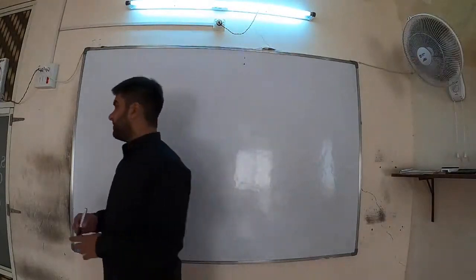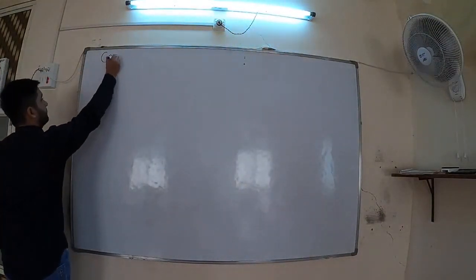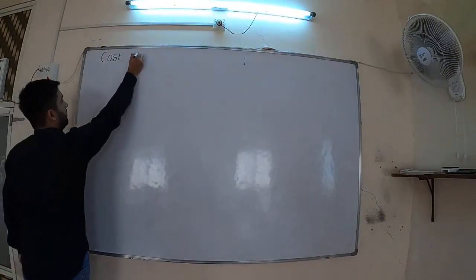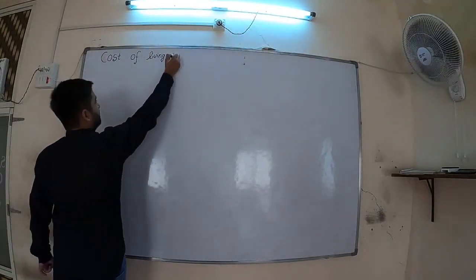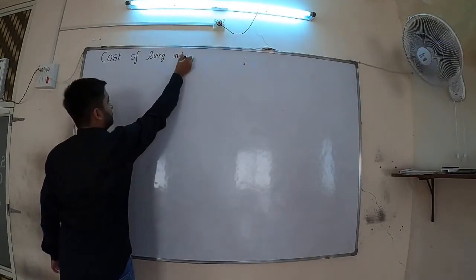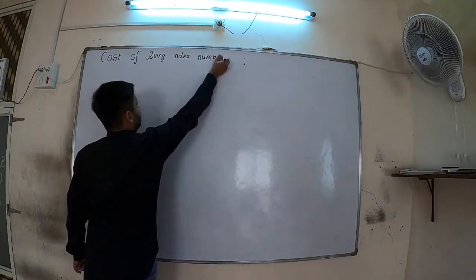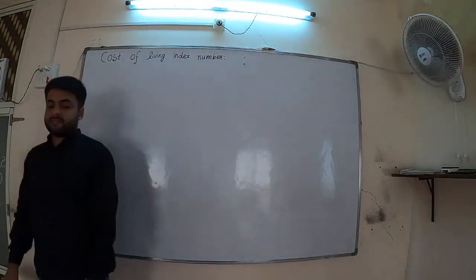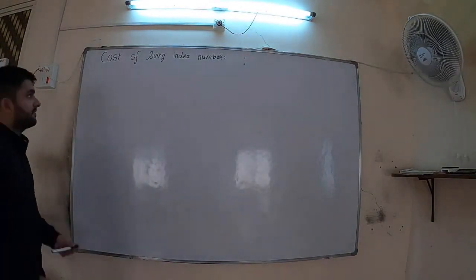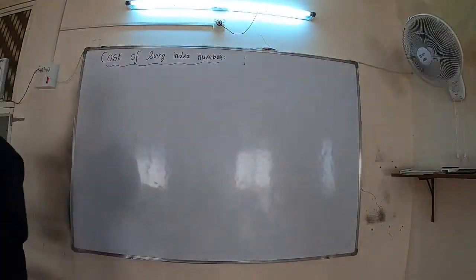Okay, now everyone give the heading: Cost of living index number. Now in this we have two methods. Let me take a textbook.